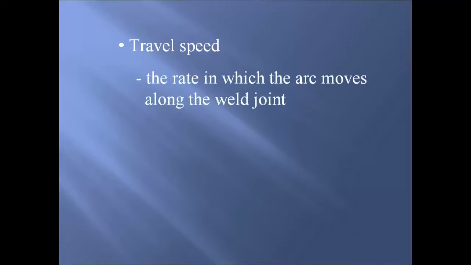We now see the difference between the travel speed and the wire speed of the flux core arc welding process. Travel speed is the rate at which the gun nozzle is moved along the weld joint, and the wire speed is the rate at which the electrode is fed out of the gun nozzle, also known as feed rate.